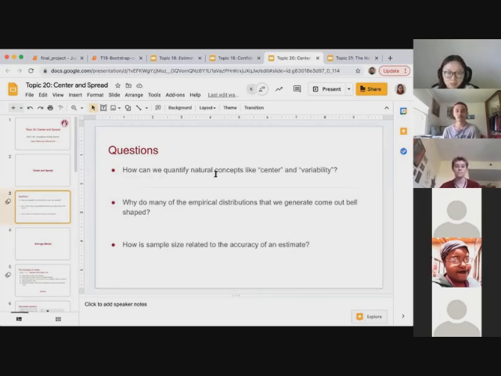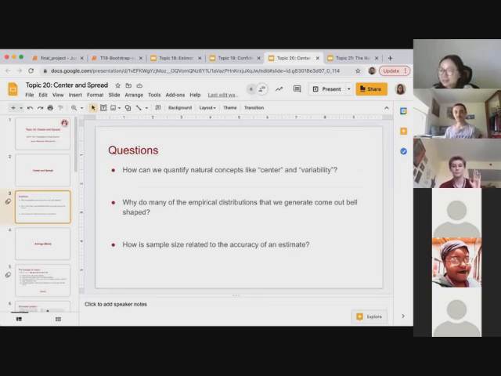We're also going to try to answer the question: why do many of the empirical distributions that we generate come out bell-shaped? It's not like a miracle. Actually, it's not like a mystery, I should say.